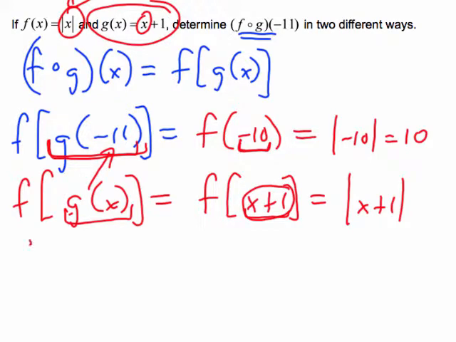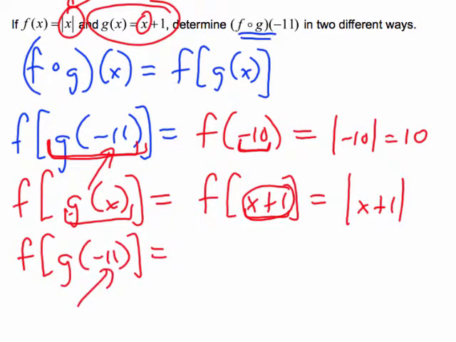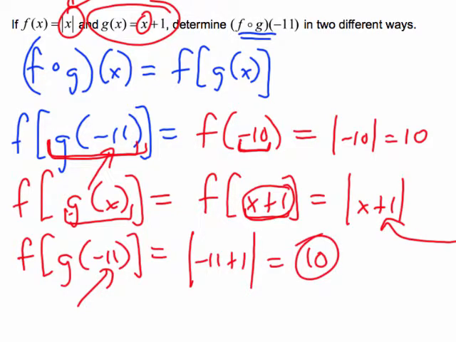And now, if we wanted to do f of g of negative 11, we could plug the negative 11 directly into our formula, absolute value of negative 10, which is 10.